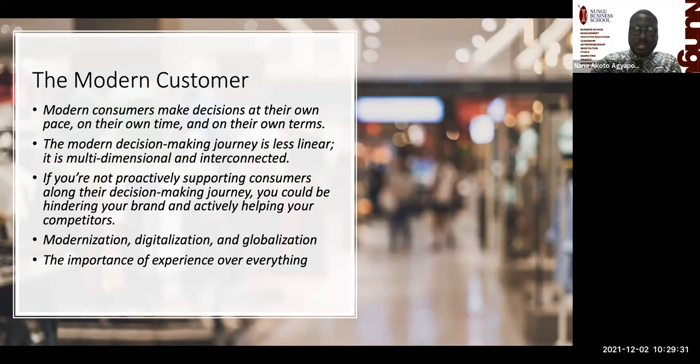The entire decision-making journey, you need to help the customer, because if any step in that journey is bad, you would actively help your customer move to your competitor. And we know that the competitors are also very hungry, and they are looking out to snatch any customer that is not satisfied with your brand. So as salespeople, you need to be very interested. You need to be proactive in supporting your customers through the journey. And then modernization, digitalization, and globalization has brought a lot of tools and resources for us salespeople to use to reach out to customers.